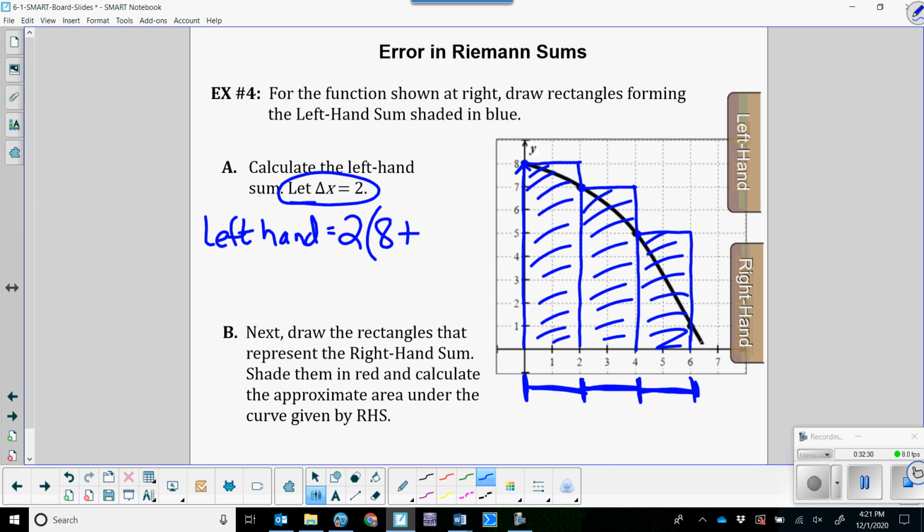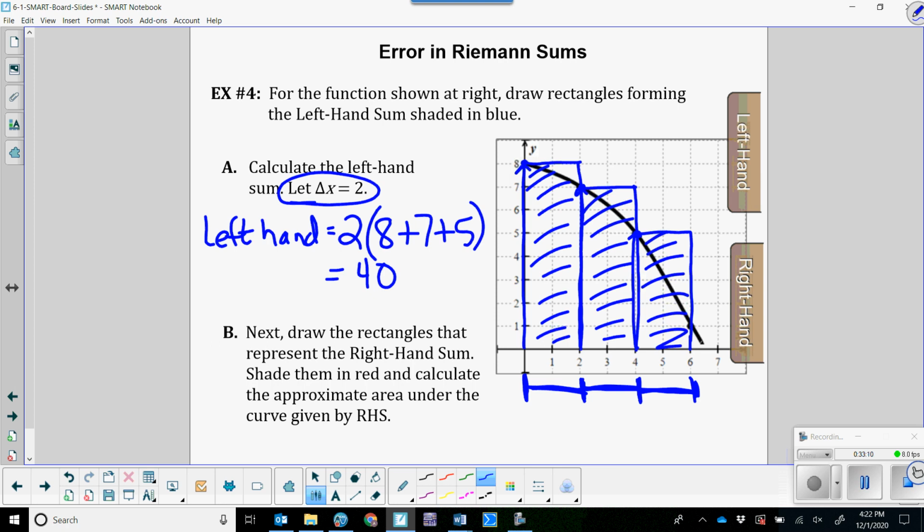Plus, then you would have another 2, so think distribute, times this height. That goes to 7, plus this height right here, 2 is still the width again, and this height is 5. So my left-hand sum is going to be 40 if you add those up. Now, is that over or under the real area? Well, you can see by looking at the picture, clearly that's over, right? Because you got pieces of those rectangles that are all outside of the graph.